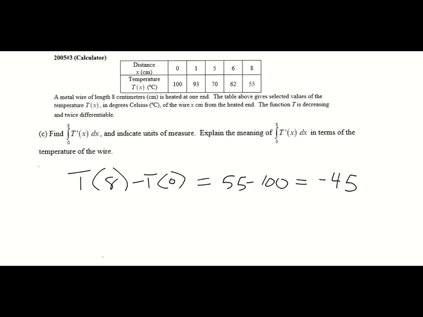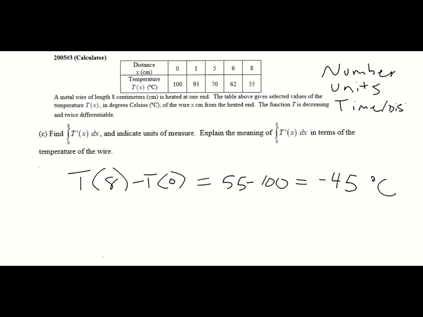Indicate units of measure. We just subtracted two temperatures, so degrees Celsius. And then explain the meaning of that integral in terms of the temperature of the wire. So remember, we need to include the number. We need to include the units. We need to include, normally this is time, but for this problem the independent variable is actually distance.